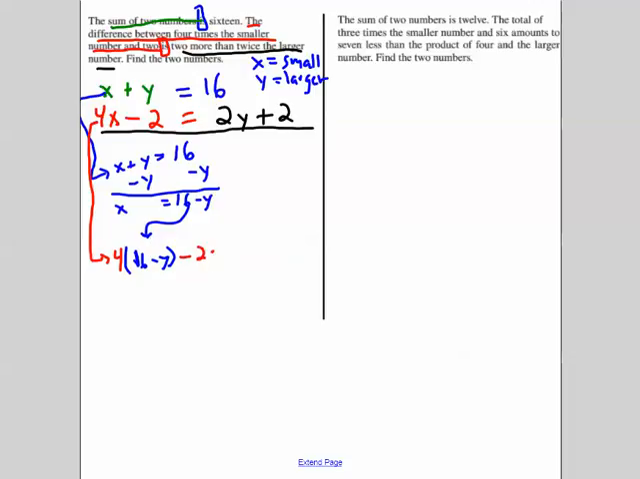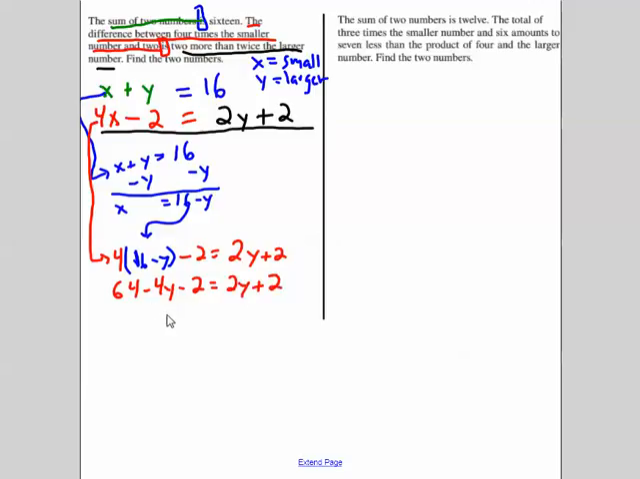Minus 2 equals 2y plus 2. All I'm doing is taking this equation here, the red and black one, rewriting it down here, but instead of using my x, I'm going to use 16 minus y. And now we've got one equation that has just a y in it. So now I'm going to solve. First step for solving is clear parentheses. 4 times 16, 64, minus 4y, minus 2 equals 2y plus 2.